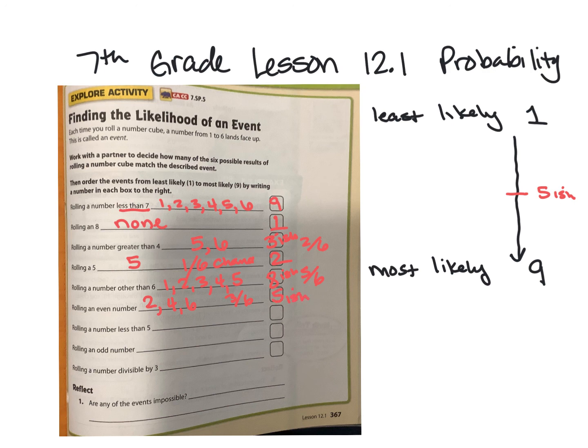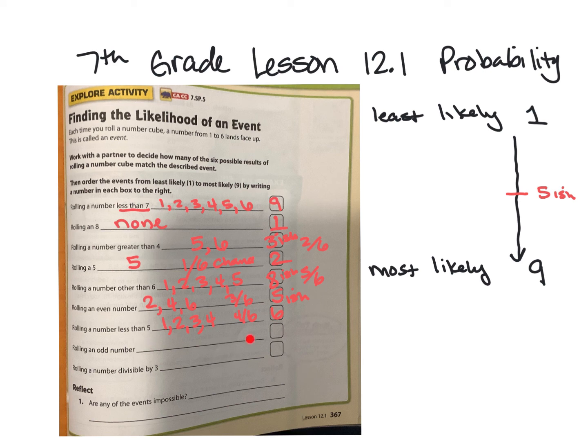What about rolling a number less than 5? Well, what are my possibilities for that? 1, 2, 3, and 4. That's 4 out of 6 possibilities. That's pretty likely. We might be in this area over here. Maybe a 6.